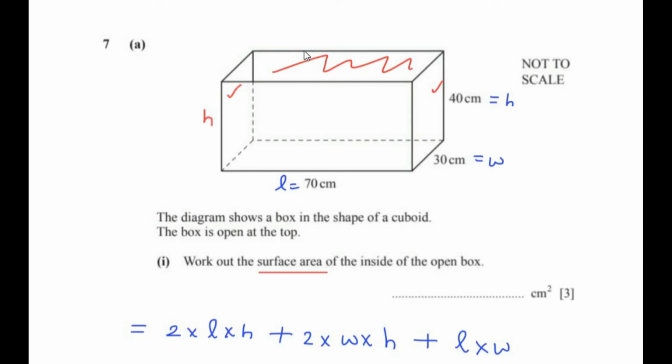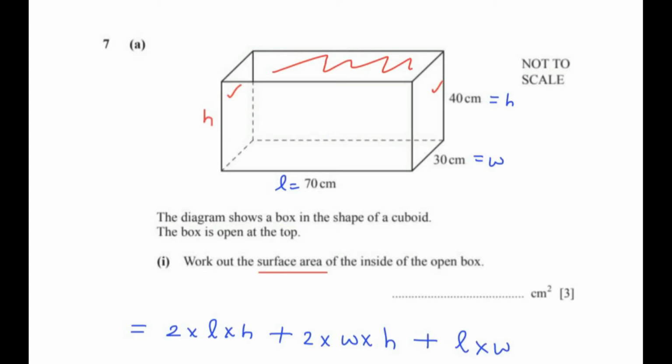Now the next thing is the top face and the bottom face. And since the top face is not present as it is an open box, we are going to consider only the bottom face of this cuboid. And the dimensions of the bottom face is length times width. So here we have written length times width only once. Now once we have got the areas, we are going to add them together.